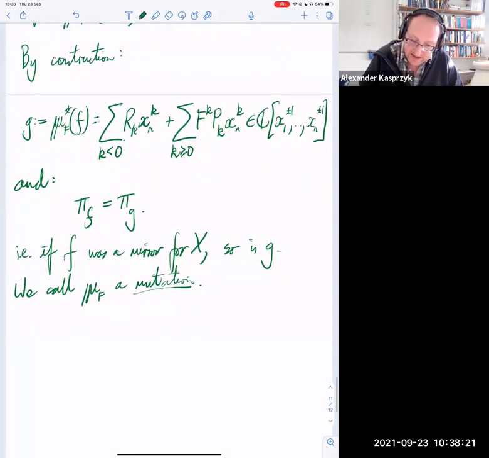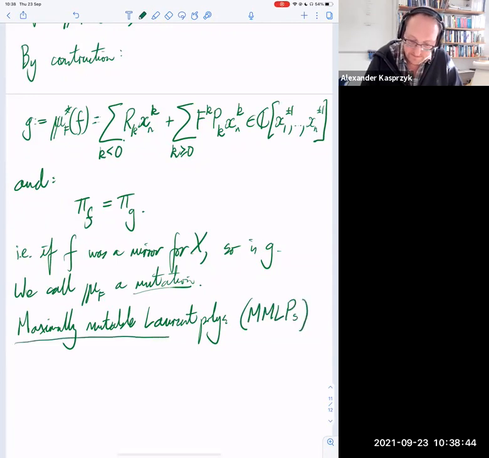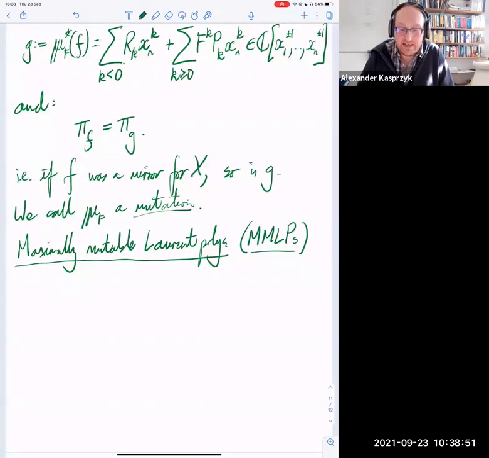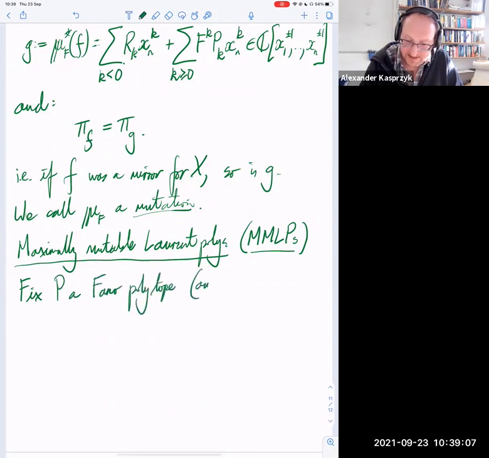Okay, so after just introducing mutation, let's introduce this final ansatz. So, maximally mutable Laurent polynomials, which I'm going to abbreviate to MMLPs. Okay. So this ansatz works for any Fano polytope in any dimension. So we don't need to restrict to reflexive or smooth or anything like that. So fix P, a Fano polytope. Okay, so I'll just emphasize, any dimension.